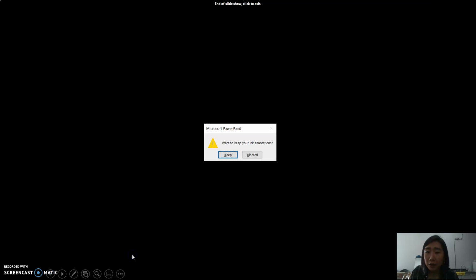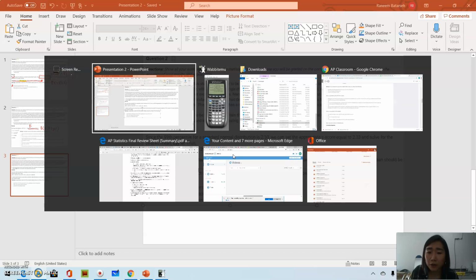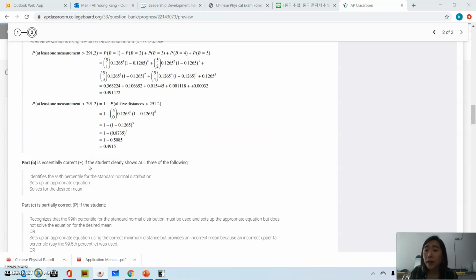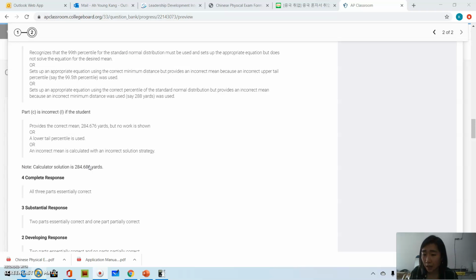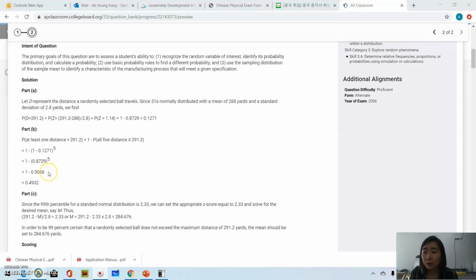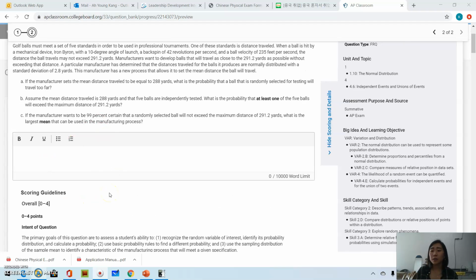Let me show you how the partially correct and the incorrect answer looks in the answer key. So it says, set up an appropriate equation using the correct minimum distance but provides an incorrect mean because of an incorrect upper tail percentile, say the 99. So this is what you guys did for the most part, but I think this one really is not a great question because they didn't use the word percentile. I see why you guys got this one wrong. It says 99% certain. 99% certain that a randomly selected ball will not exceed the maximum distance of 291.2 yards.